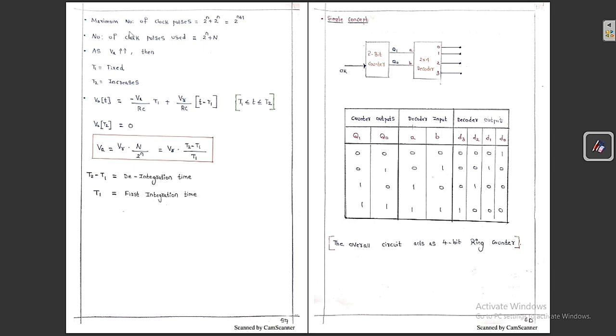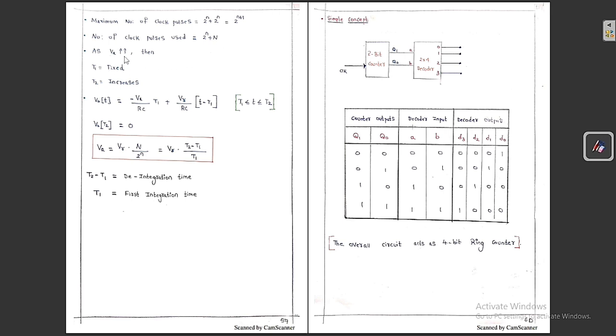Then what is the maximum number of clock pulses? I already told you initially it is 2 to the power of n, and here also N can become at most 2 to the power of n. The minimum value is 0 and the maximum value is 2 to the power of n. So 2 to the power of n plus 2 to the power of n is equal to 2 to the power of n plus 1. So this is the maximum number of clock pulses that are required. Therefore, practically the number of clock pulses used is 2 to the power of n plus capital N.